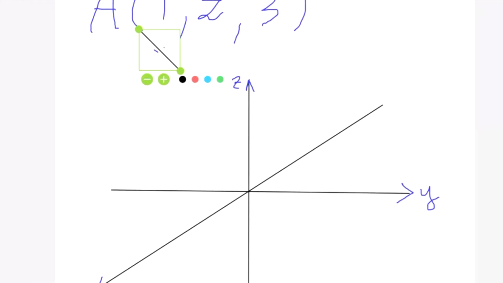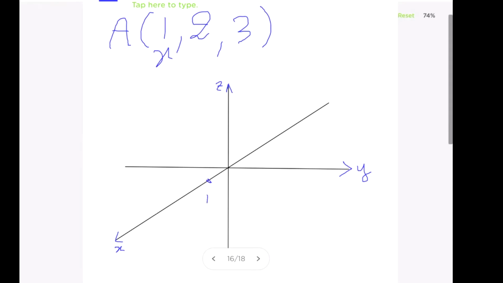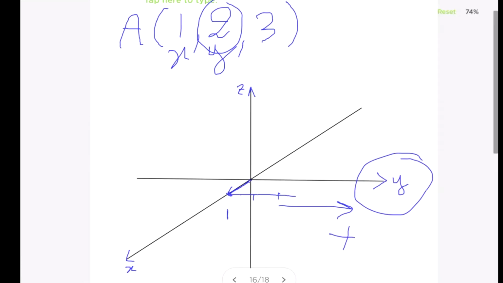Now I plot my point. Now I'm going to put 1 on the x. This one. Put it on the x. So I move 1 unit. Let's say this is 1. And then 2 on the y. So you always go parallel, positive direction, this direction, on the y. Parallel to y. So you go parallel to y, 2 units. 1, 2. Okay?